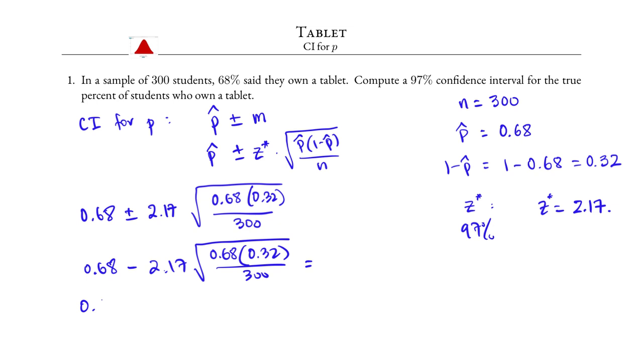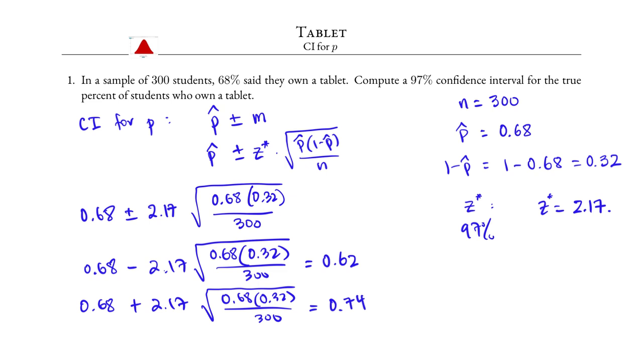Another computation is 0.68 plus 2.17 times the square root of 0.68 times 0.32 over 300. And then we use a calculator to input the entire expression, both separately, to get the lower bound and the upper bound for the confidence interval. The calculator should give us 0.62 rounded to 2 decimal places for the lower bound and 0.74 for the upper bound.